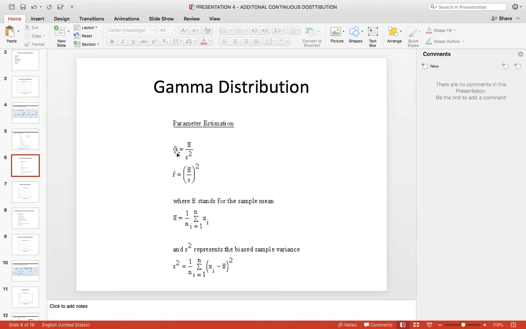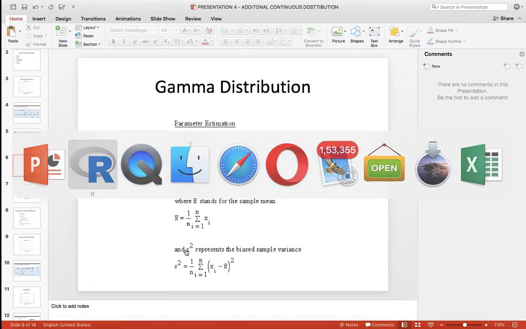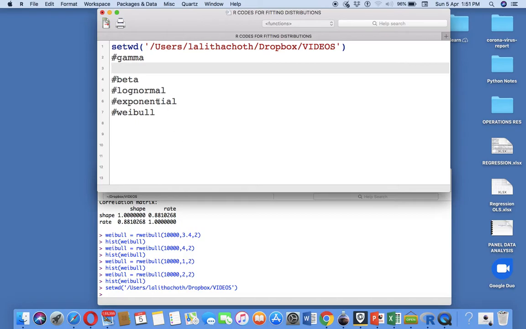And you can see how alpha is calculated. Alpha is calculated as the mean of the variable divided by the variance of the variable. And r is calculated as the mean of the variable divided by the standard deviation, the whole squared. Right? So I've got the two parameters. Of course, mean and standard deviation, you know how to calculate. I will not get into that. So now we know the parameters, and once I know the parameters, I can generate the gamma distribution.